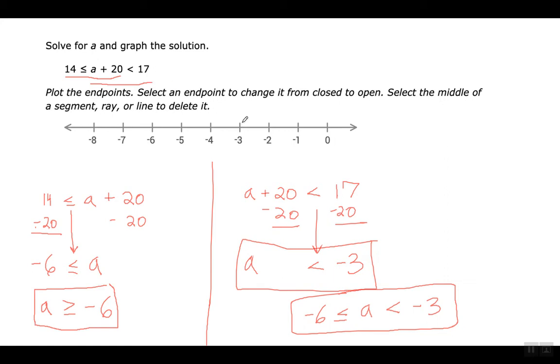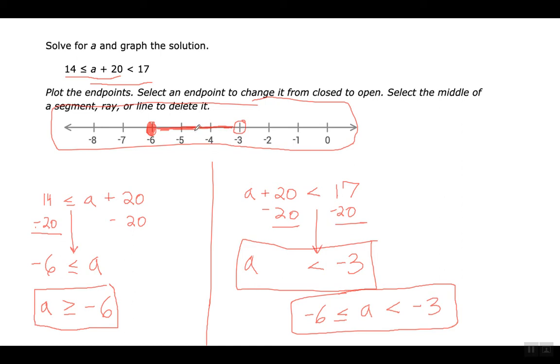Alright, so less than negative 3, here's negative 3. Less than would be to the left. All the numbers less than are to the left. But it's greater than negative 6. And since it could be equal to negative 6, I got to shade in this part as well. Alright, so there's my graph.